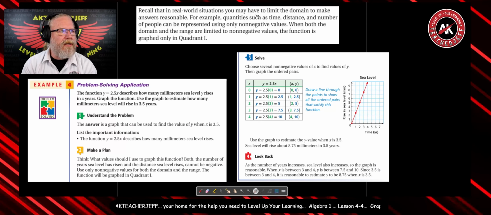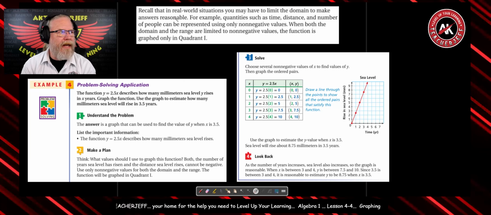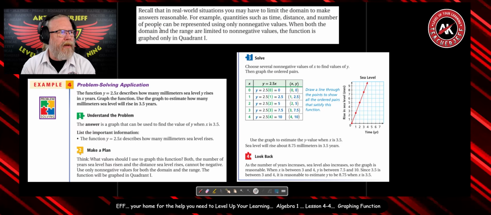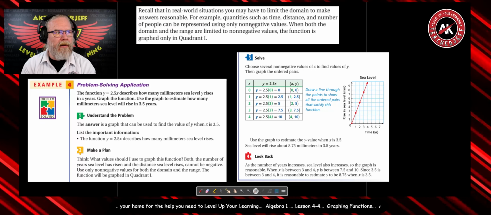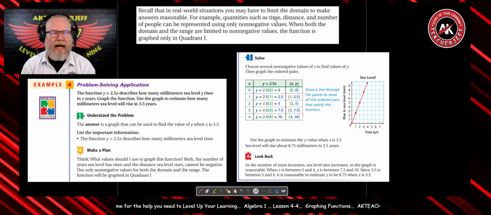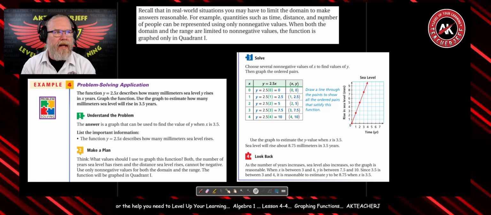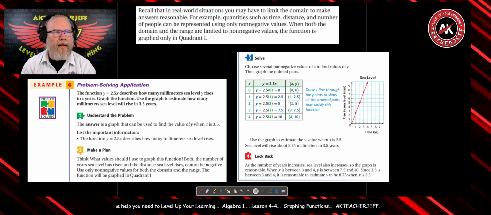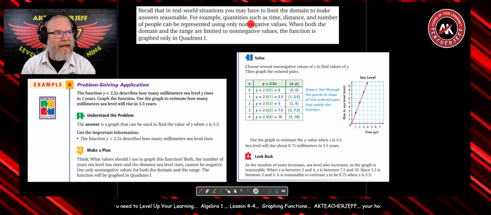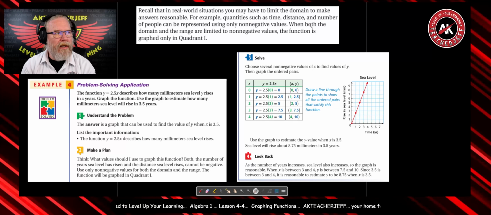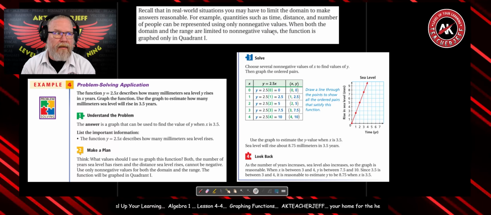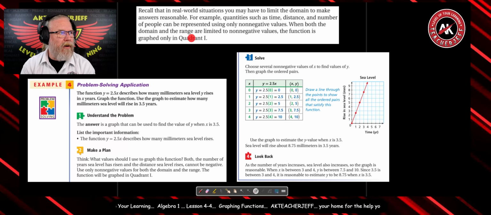Recall that in real-world situations, you may have to limit the domain to make answers reasonable. For example, quantities such as time, distance, and number of people can be represented using only non-negative values, that is to say positive values. You can't have a negative 6 hours, a negative 12 feet, or a negative 23 people, right? All those in real-life situations, we would use positive numbers. When both the domain and the range are limited to non-negative values, the function is graphed only in quadrant 1.